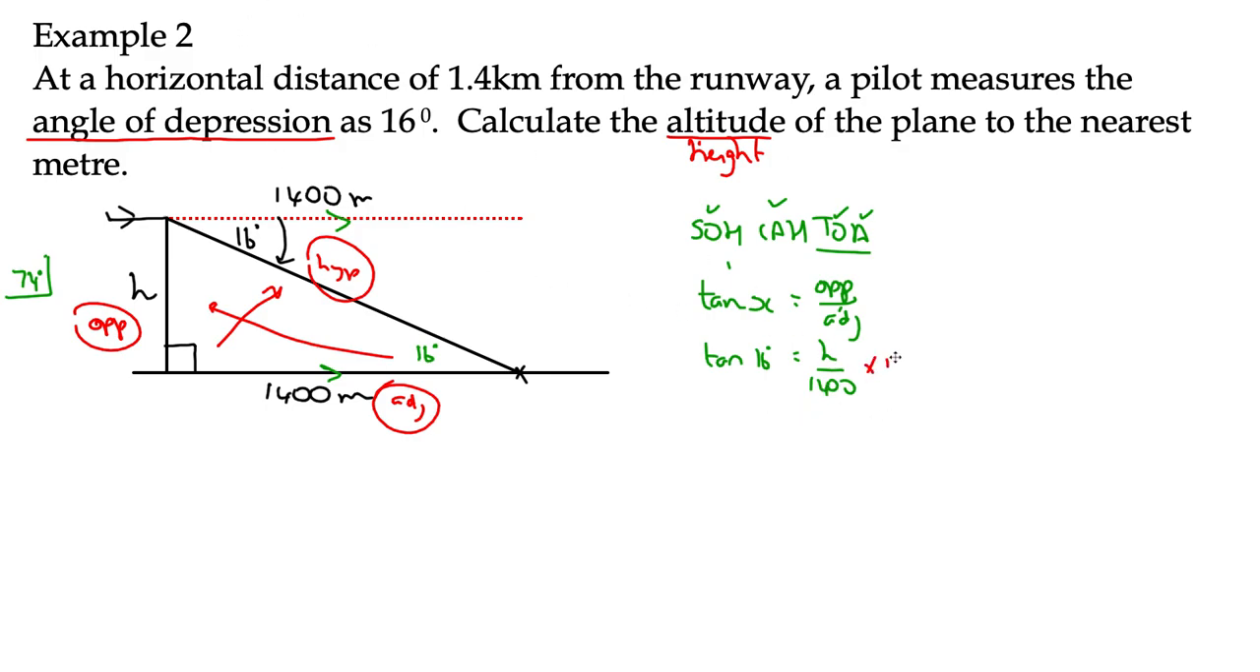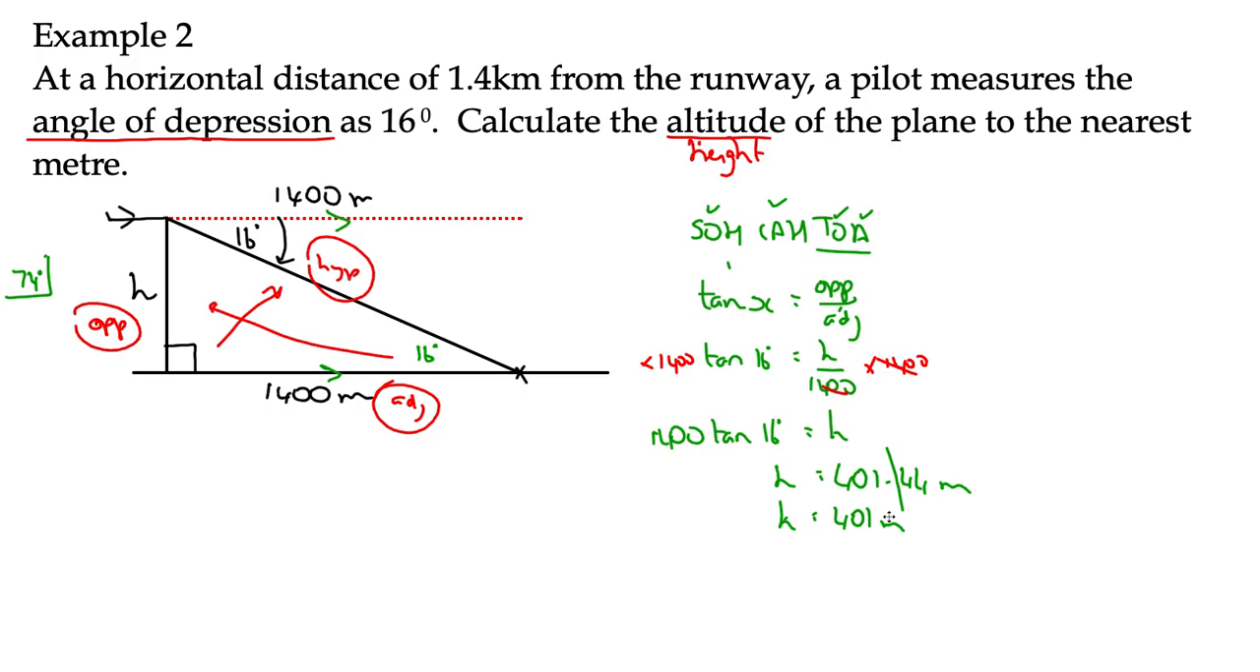So multiplying both sides by the number on the bottom of the fraction. So we've got 1400 times the tan of 16 equals h. Take a calculator. 1400 multiplied by the tan of 16 degrees, and we get 401.44 meters. Okay, it says to the nearest meter, right? So I can round that as being 401 meters.